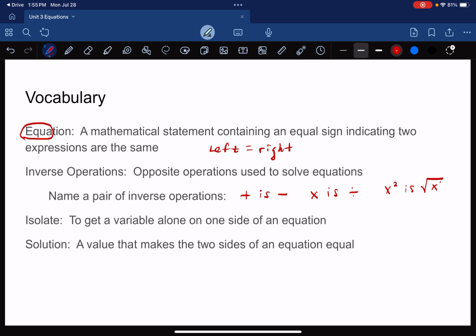There's lots of inverse operations that you're going to learn about, but we're starting small here. Isolate means to get a variable alone on one side of the equation. That's the goal of solving: to isolate, to get it by itself, to get rid of everything else except the variable. All the numbers have got to go. And a solution is just the value that makes the 2 sides equal each other. What number can you plug into the left side and the right side so you get the same number on both sides? That's what a solution is.